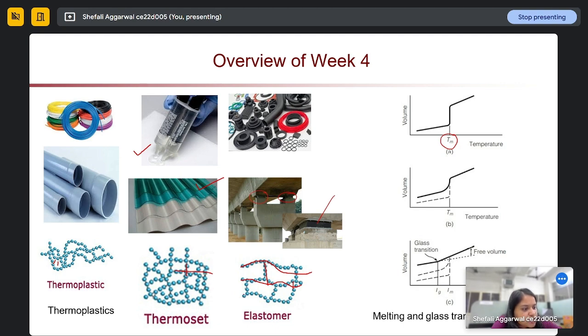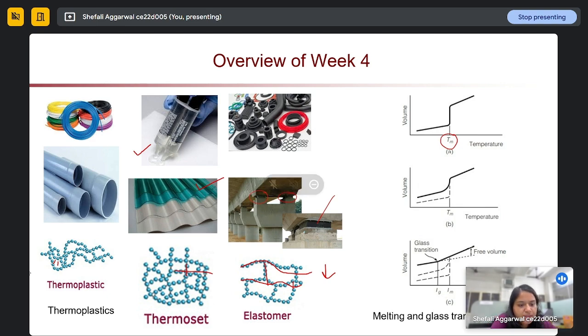So they are actually more elastic as compared to the thermosetting materials, and because of this cross-linking, the elasticity, the material, when it is under force, it will deflect, but when the force is removed, it will come back to its original shape. That is called an elastomer. If we see normal rubber bands, they are an example of elastomers.